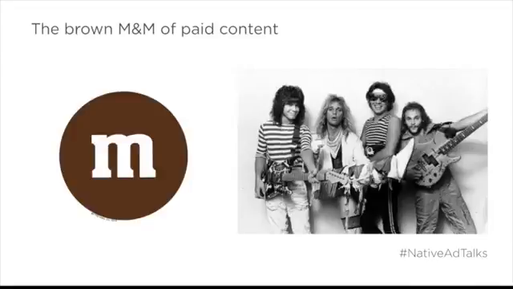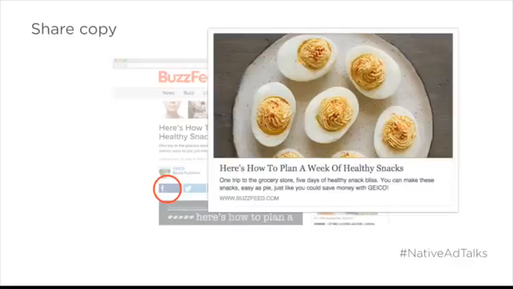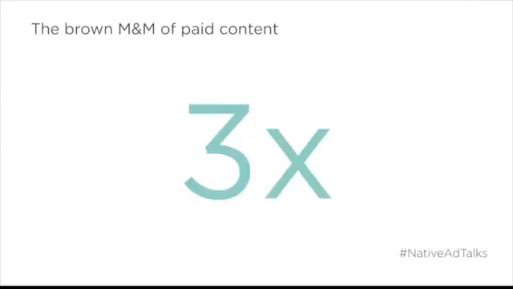So, what's the brown M&M of paid content? Share copy. It's something that can have huge impact on your campaign, but can be easily overlooked as not being an integral part of it. So, when we say share copy, what are we referring to? The pre-populated copy, headline, and image that appears when hitting the share button on a piece of content.